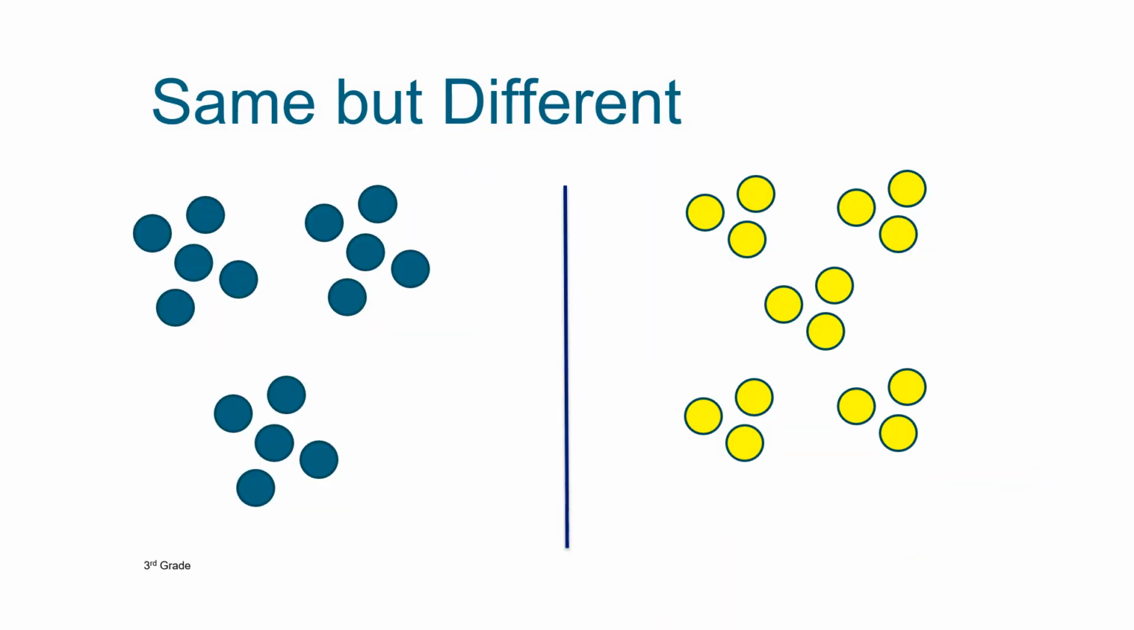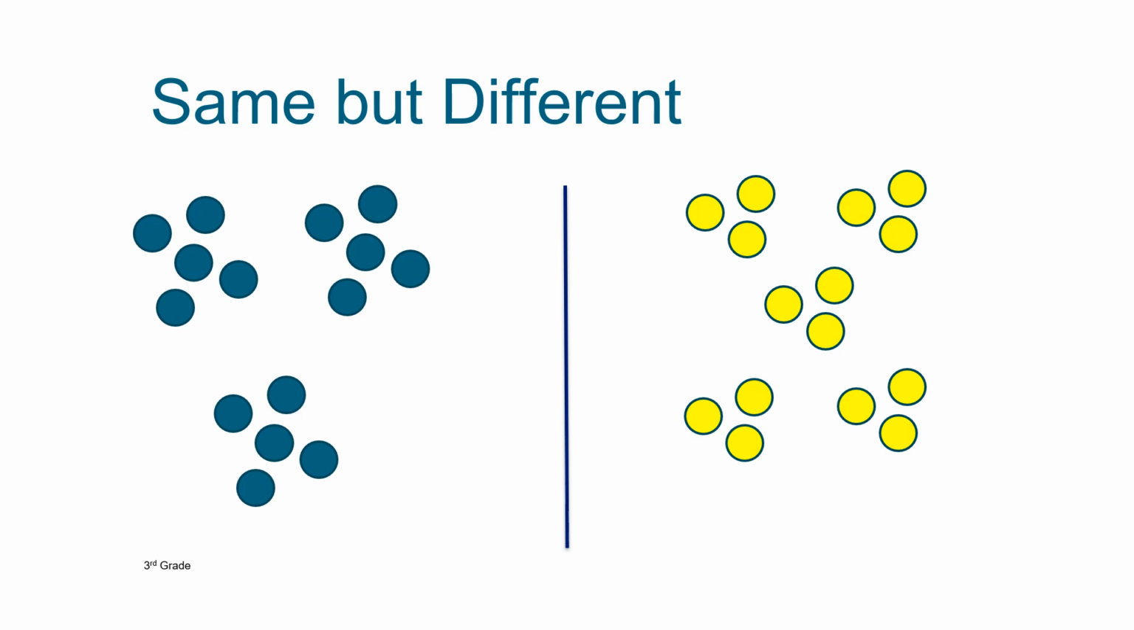To get our brains thinking about math, we're going to do an activity called Same but Different. The left side of the screen is the same but different from the right side of the screen. What is the same about both sides of the screen? Both sides have equal groups. Both sides have dots. Both sides have the same amount of dots. Both sides have 15 dots.